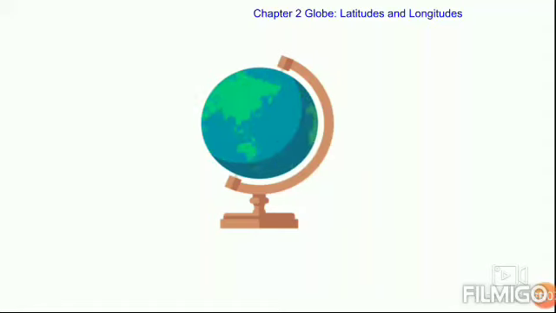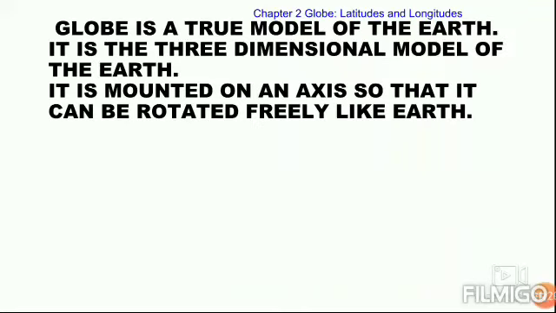That is the direction in which the earth moves. The earth spins from west to east, that is in an anti-clockwise direction. So now we are ready to define the globe. A globe is a true model of the earth, as you could see from the picture of the globe itself.